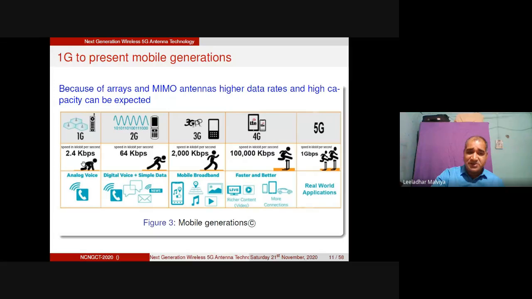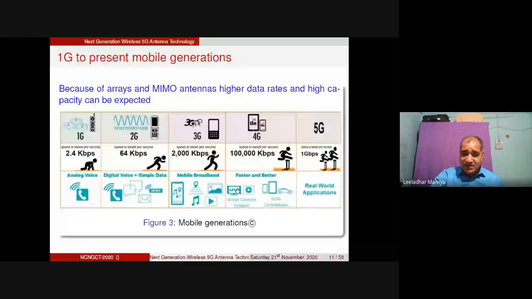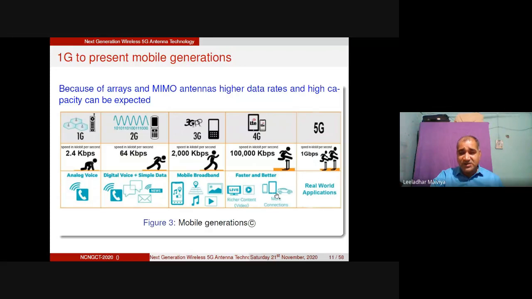In the first generation, 2.4 kilobits per second was the data rate, and an analog service was used there. After that, 2G used many services: digital, voice, and simple data, and the data rate increased up to 64 kbps. If we move ahead, for 3G we find 2 megabits per second, and many services were included in 3G. Now 4G had live television as well as content sharing, videos, and many things. The data rate was enhanced up to 1 Gbps, but 4G was still unable to cope with the increasing mob of mobile generations.